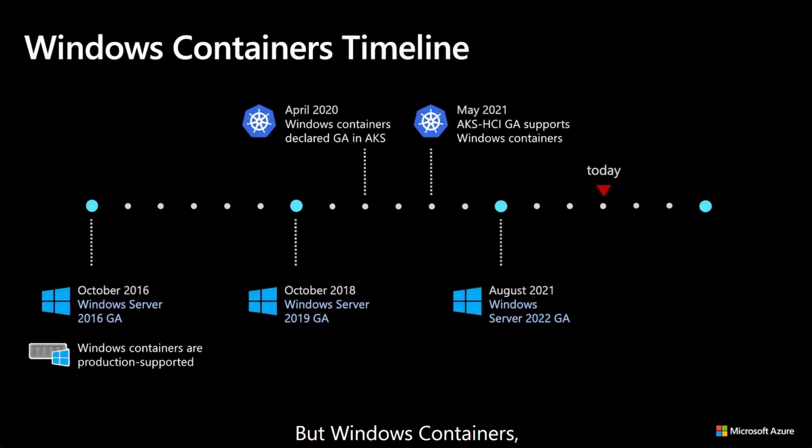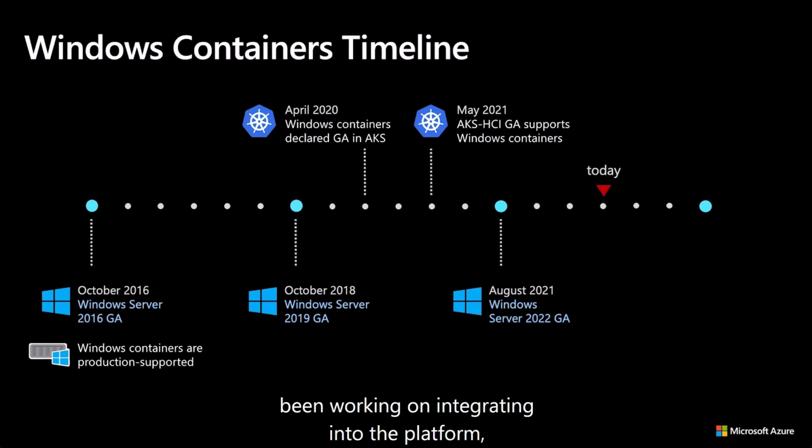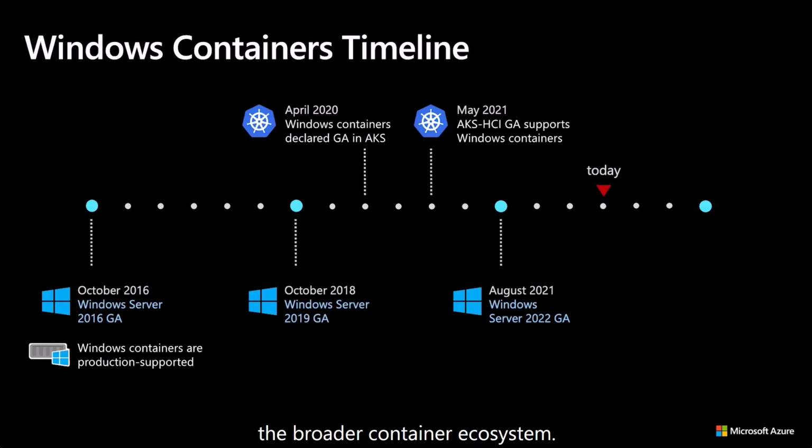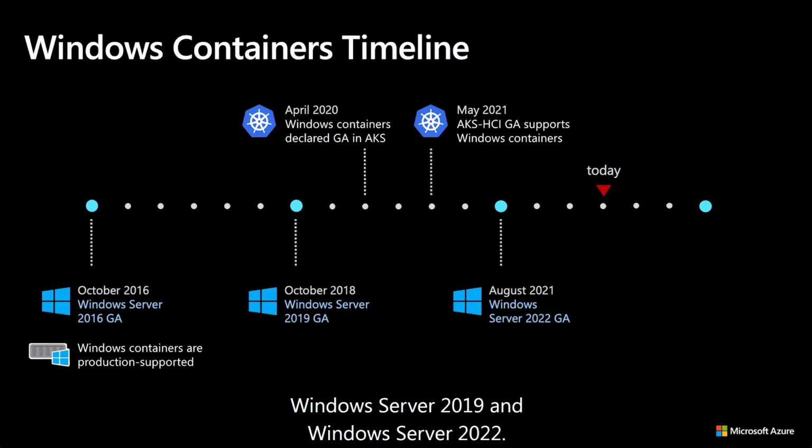But Windows containers, as I mentioned briefly, were released in Windows Server 2016. Here's a timeline dating back to the date that they originally GA'd in October 2016. Since then, what have we been up to? Well, there's been a whole slew of features that we've been working on integrating into the platform, performance improvements, bug fixes, of course, as well as integrating with the broader container ecosystem. So since Windows Server 2016, we've had 2 new releases of the long-term servicing channel, Windows Server 2019 and Windows Server 2022. And in each of those releases, we've brought new capabilities and bug fixes and the like.